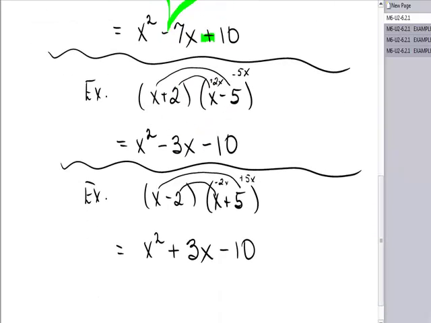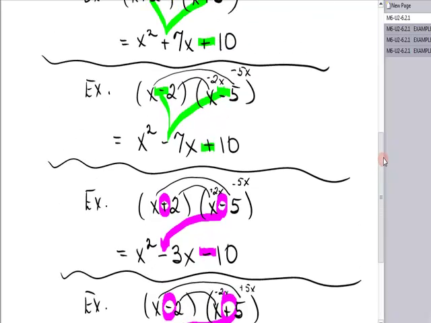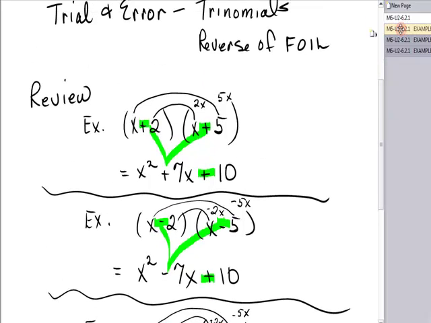If instead the last sign in the trinomial is negative, you will always get 1 plus and 1 minus. If it's minus, there will always be 1 plus and 1 minus. Now, does it matter which numbers get which signs? Yes. The bigger number will match the sign of the middle term. Now, that was a lot to talk about and a little bit hard to just remember unless you start practicing. So let's start practicing.